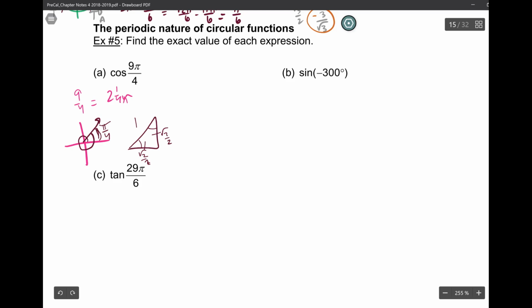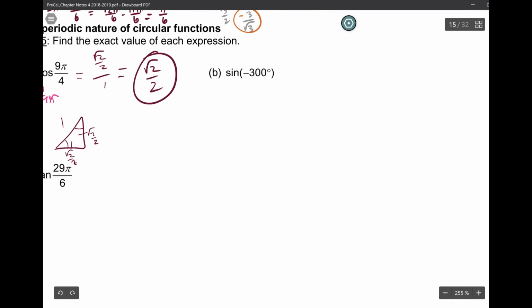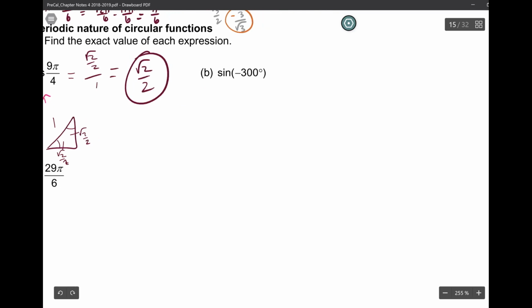Yep. Cool, square root of 2 over 2. So if we want to do cosine, let's see. Adjacent over hypotenuse, square root of 2 over 2 over hypotenuse 1. You get square root of 2 over 2. Cool. B, negative 300 degrees.